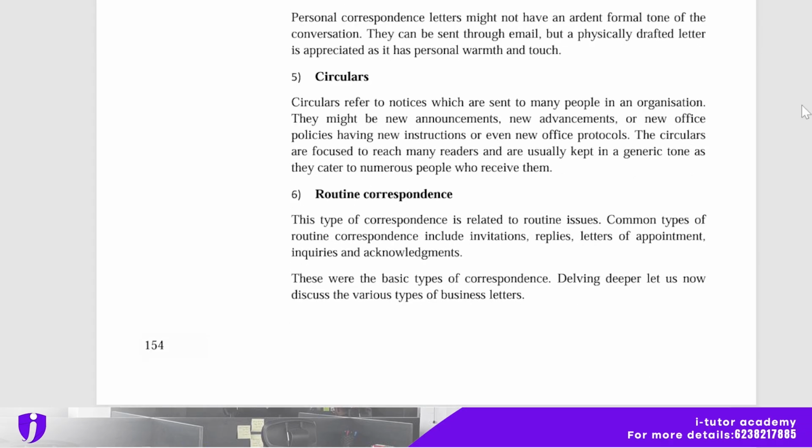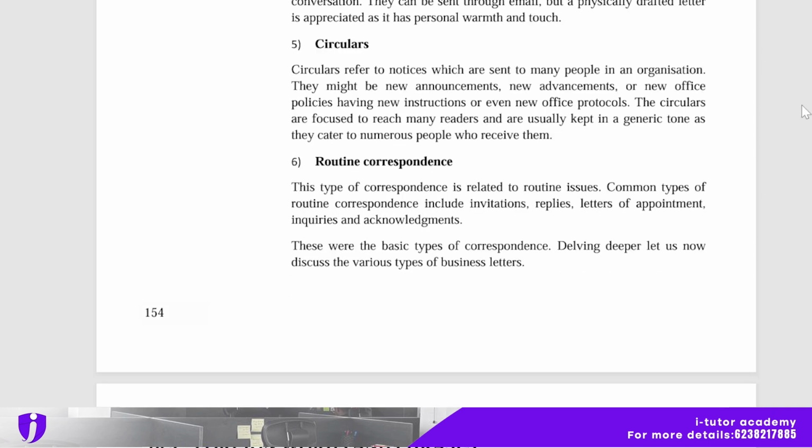And circulars. Circulars refer to notices which are sent to many people in an organization. They might be new announcements, new advancements, or new office policies having new instructions, or even new office protocols. The circulars are meant to reach many readers and are usually kept in a generic tone as they cater to numerous people who receive them.